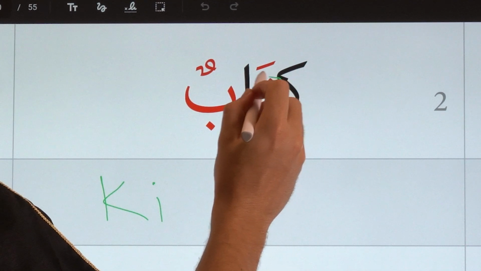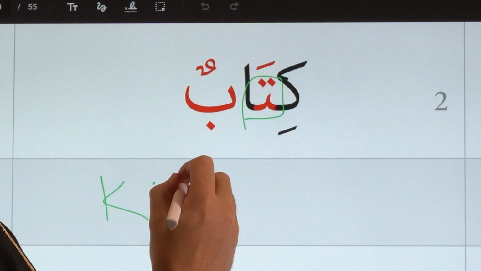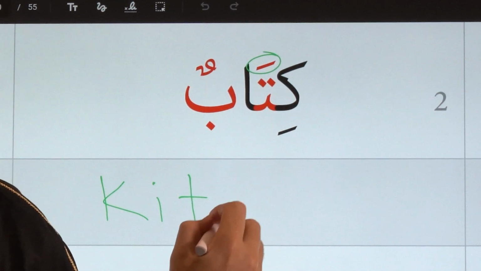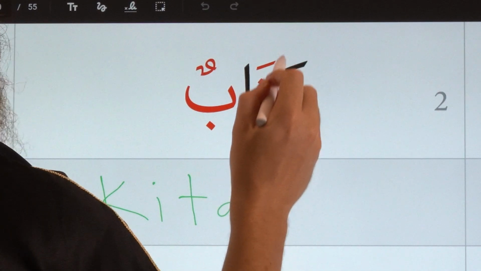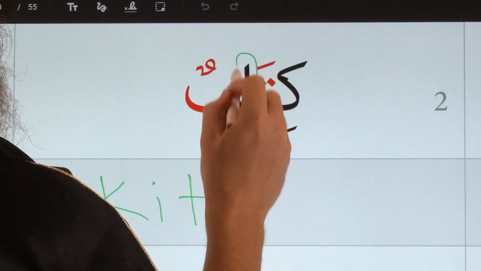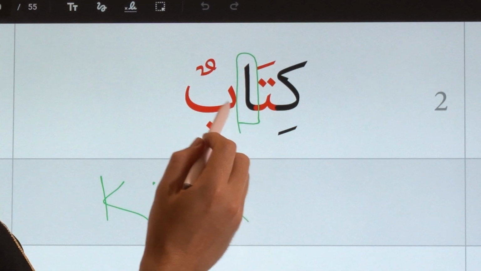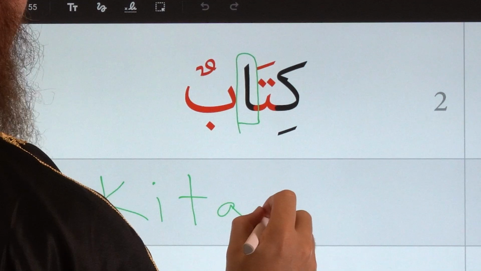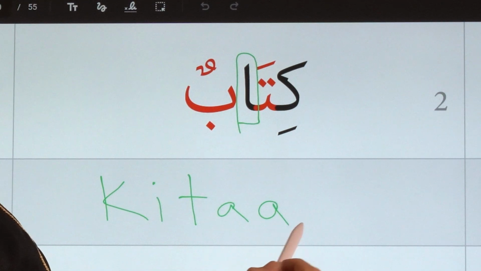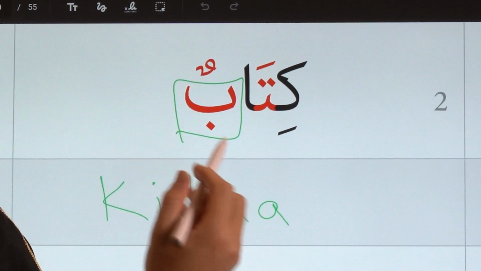The next letter is this shape here with 2 dots above, meaning this is the letter ta, so we're going to write a T for the ta. Above the ta is a fatha, so we'll write an A for the fatha. So together the ta and fatha would be pronounced ta. Next we have a straight line that does not connect to the letter after it, meaning this is the alif. So we're going to write an A for the alif, meaning this would be pronounced a. And finally we have this U shape with 1 dot beneath, meaning this is the letter ba.